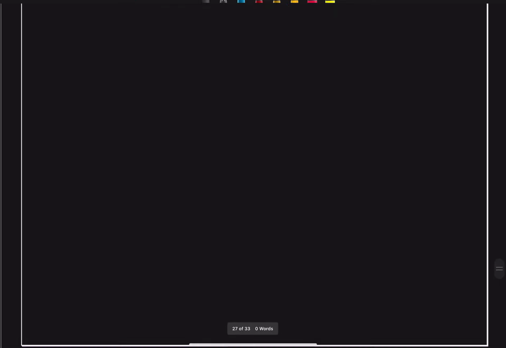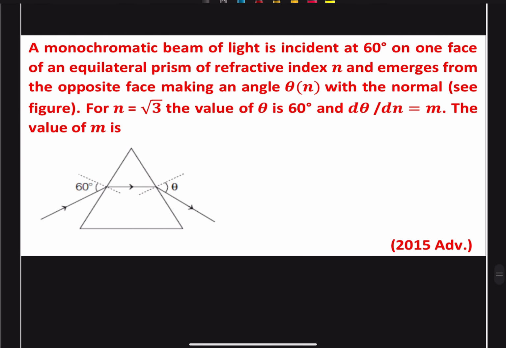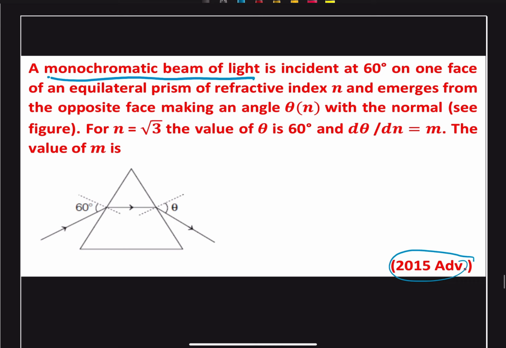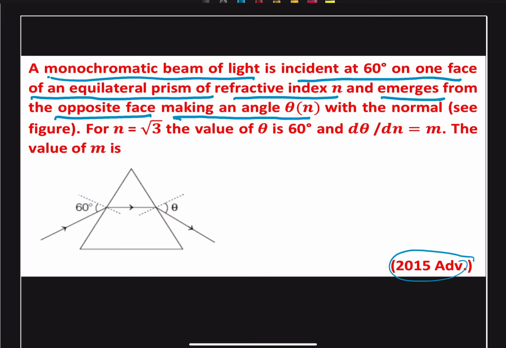So we come to the next question. It was also asked in the 2015 Advanced, and it states that a monochromatic beam of light is incident at 60 degree on one face of an equilateral prism of refractive index n and emerges from the opposite face, making an angle of theta with the normal as in figure. For n is equal to square root of 3, the value of theta is 60 degree, and the derivative of theta with respect to n is given as m. Then the value of m is.